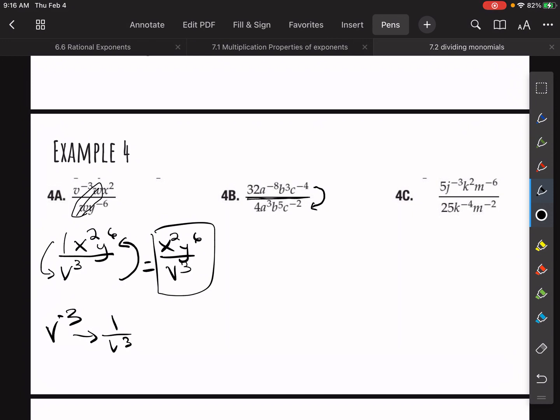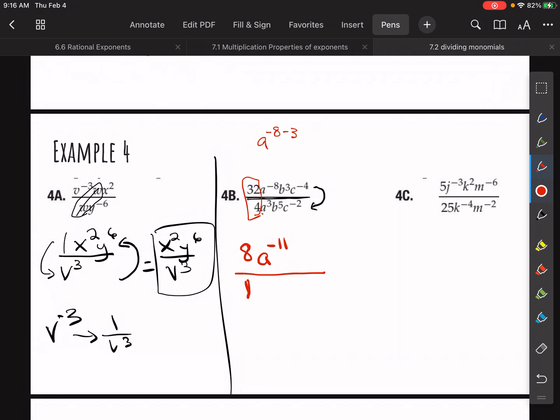So for 4b here, let's do this in another color. We have 32 divided by 4. Let's look at that first. 32 divided by 4 is 8. So that's going to be in my numerator because it's like 8 over 1, right? And then I have a to the negative 8. And then you could say that, well, it's over a to the 3rd, so that's minus 3. So that's the same thing as a to the negative 11.